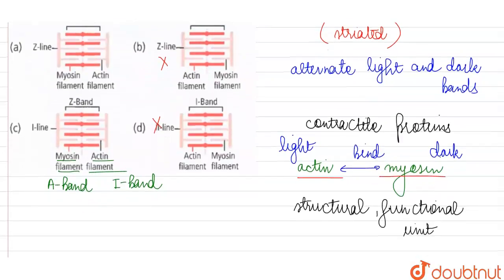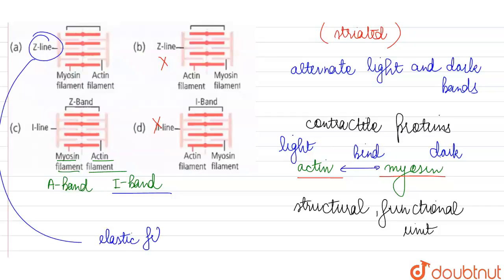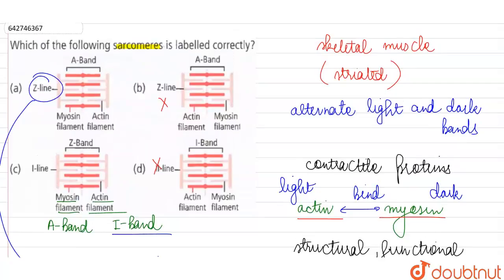But the line which bisects the I band, the line which bisects the actin filaments, is known as the Z line, and we can say that this is an elastic fiber to which the actin filaments are firmly attached. So it bisects the actin filaments and it helps us distinguish a sarcomere because the portion of the muscle fiber between two such Z lines is a sarcomere.